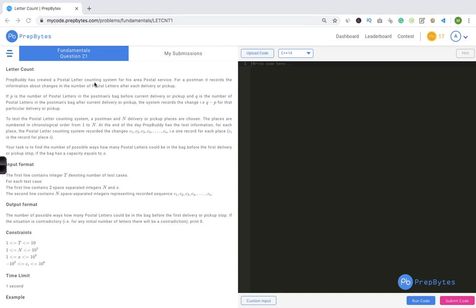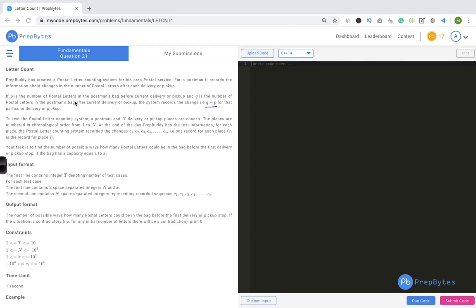PrepBuddy has created a postal letter counting system for his area postal service. For a postman, it records the information about changes in the number of postal letters after each delivery or pickup. If P is the number of postal letters in the postman's bag before current delivery or pickup, and Q is the number of postal letters in the postman's bag after current delivery or pickup, the system records the change Q minus P for that particular delivery or pickup.